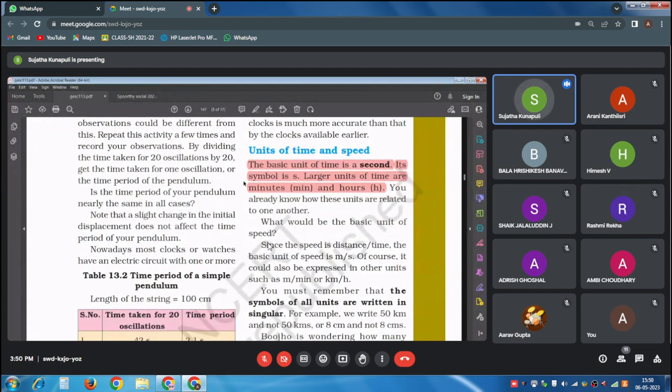So is the time period of your pendulum nearly the same in all cases? Note that a slight change in the initial displacement does not affect the time period of your pendulum. Nowadays, most clocks or watches have an electrical circuit with one or more.